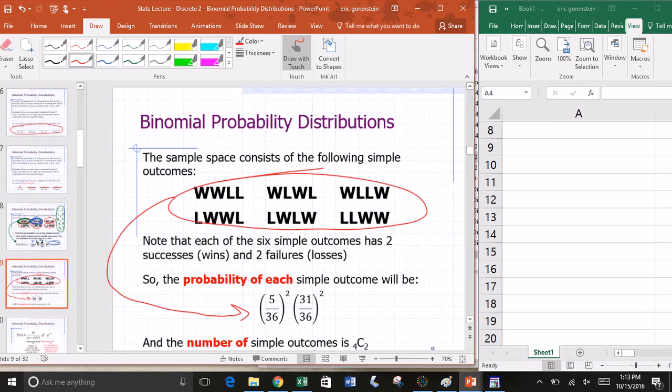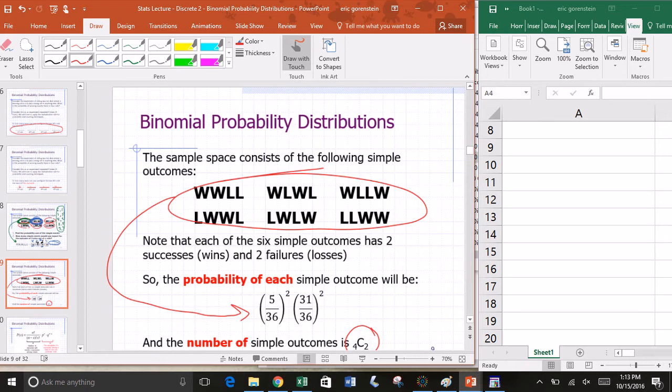Now, the number of simple outcomes, well, it was a small number, so we just listed them out and got 6, but the number of simple outcomes is 4 combination 2, because we're choosing out of 4 positions, we're choosing 2 of them for the W. So in this case, 4 combination 2 gives us 6.